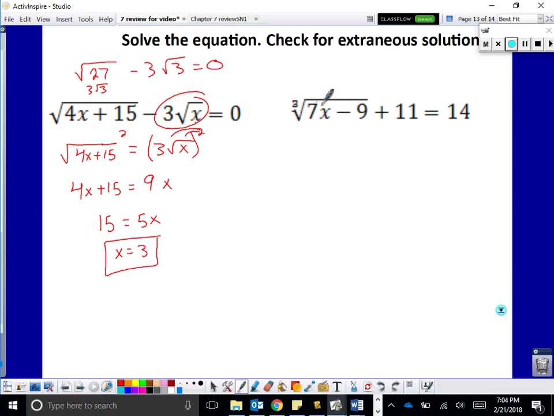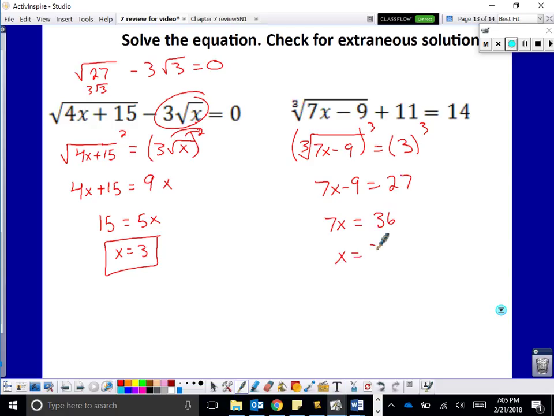So this one, I've got the cube root of something plus 11 equals 14. So let's isolate that. Let's call this 7x minus 9. This is equal to 14 minus 11. If I take 14 minus 11, that's going to give me 3. To undo this cube root, let's cube both sides. That's going to give me 7x minus 9 is equal to 3 cubed, which is 27. I add 9 over, gives me 7x is equal to, what, 36? It's going to give me x is equal to 36 over 7.